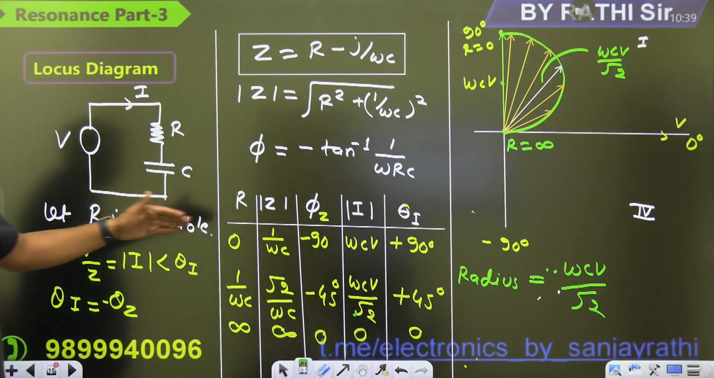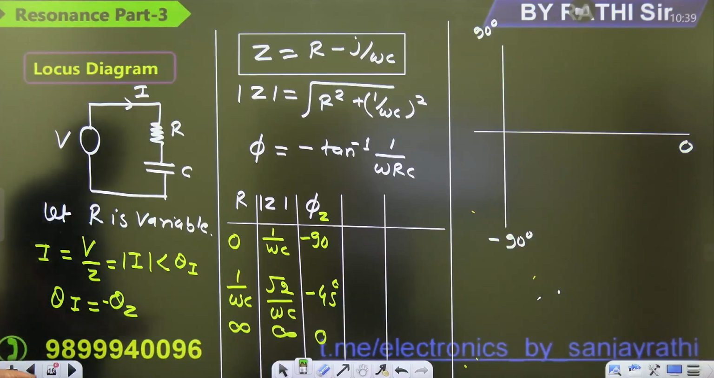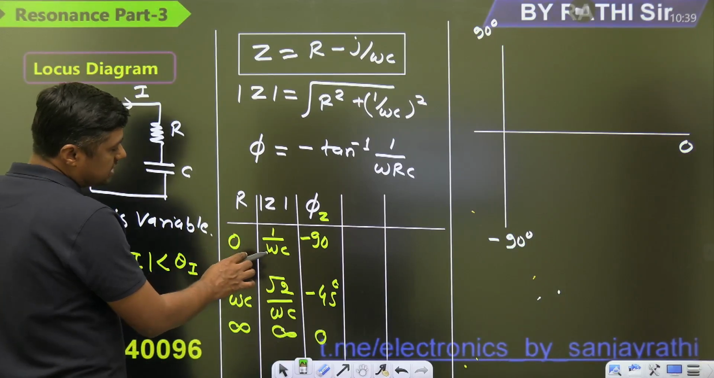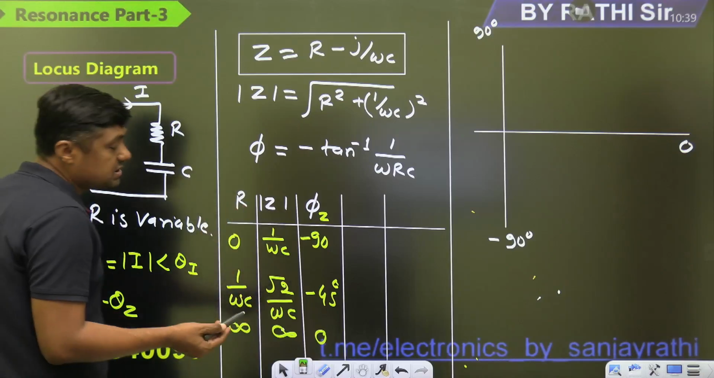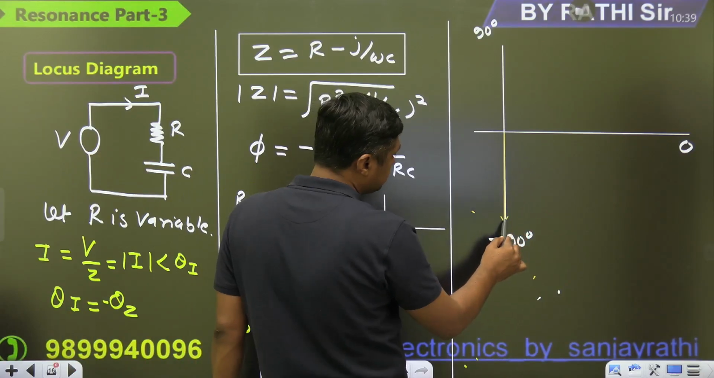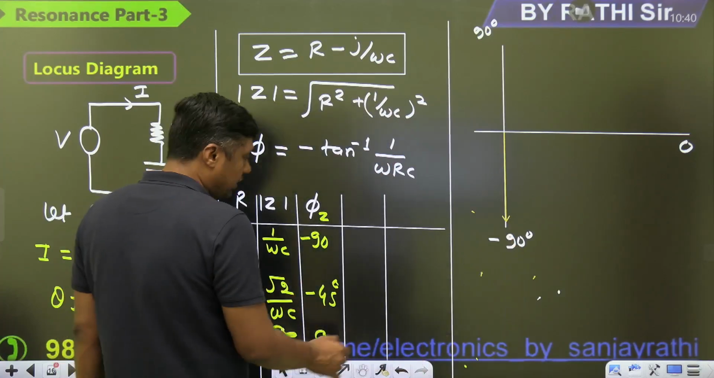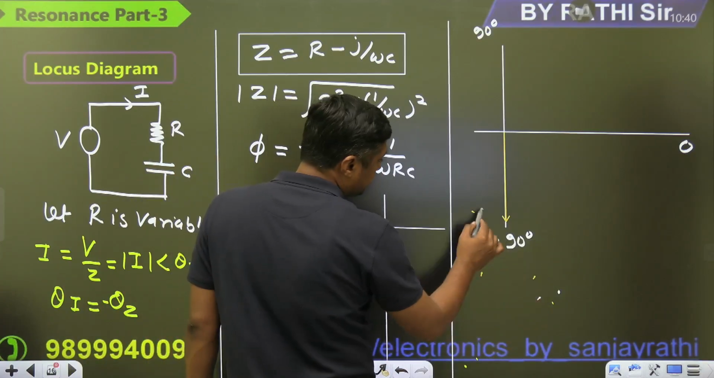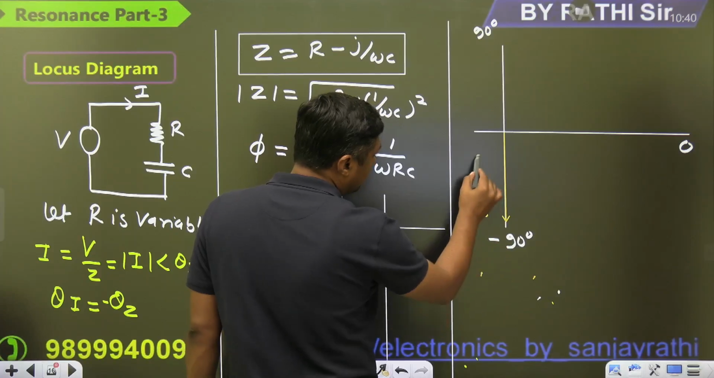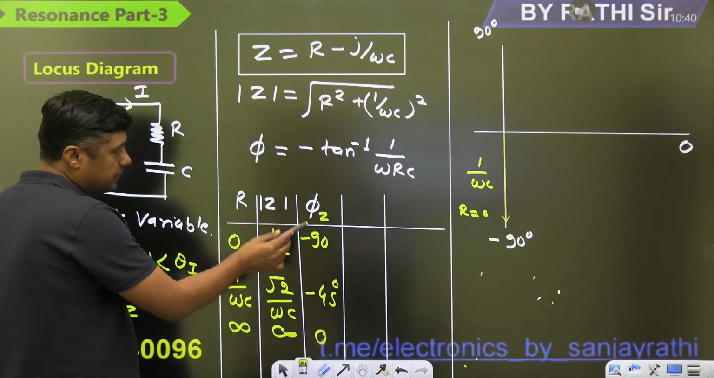If suppose it is given, draw the locus diagram for Z. Yes, you can draw impedance. If it is Z, then first, when the R is 0, what is the value of the Z? 1 by omega C. What is the angle? Minus 90 degree. Where is the minus 90 degree? This one. This is the minus 90 degree. Right. And what is the value? Value of the impedance is 1 by omega C. This is for R equal to 0. So when the R is infinity, what is the Z?